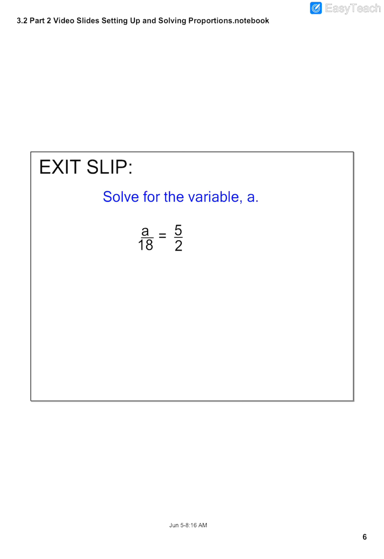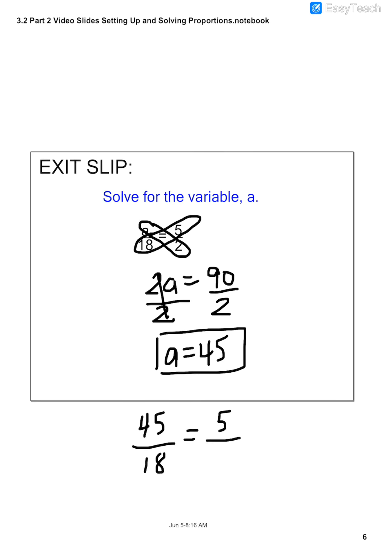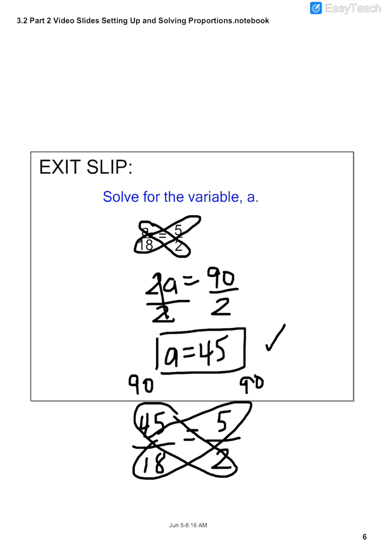And if we look at this last one, it's asking you to solve for the variables. So just another example of solving a proportion. A times 2 is 2A. 18 times 5 is 90. Divide by 2. Divide by 2, and A is equal to 45. Again, you can check your answer by plugging in 45 over 18 is equal to 5 over 2. 45 times 2 is 90, and 18 times 5 is also 90, so you know that your answer is correct.